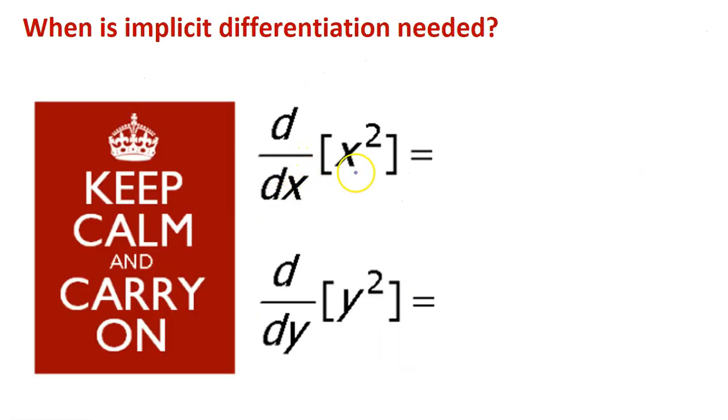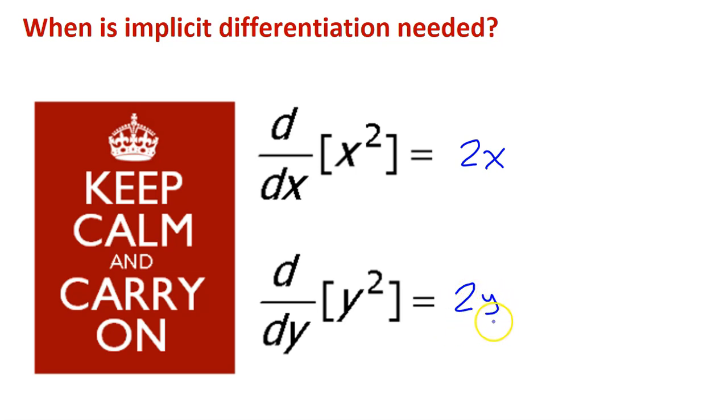Basically, we do not need implicit differentiation as long as the variables match. If we have a function of x and we are taking the derivative with respect to x, no new method is needed. We would just do the power rule, and this would be 2x, and done. It doesn't matter that we have a different variable now. As long as we are taking the derivative with respect to that variable, it still works exactly the same way. The derivative of y squared with respect to y is 2y.